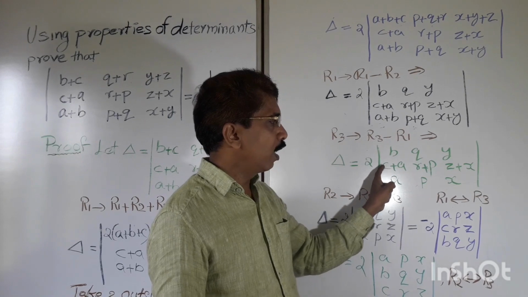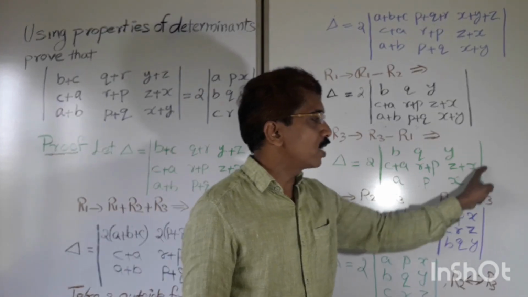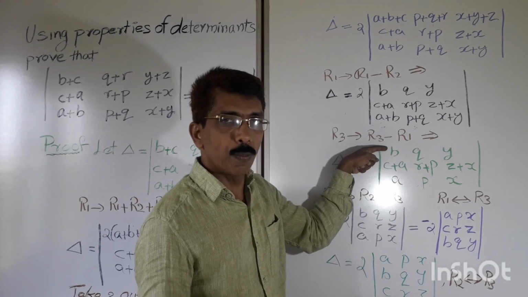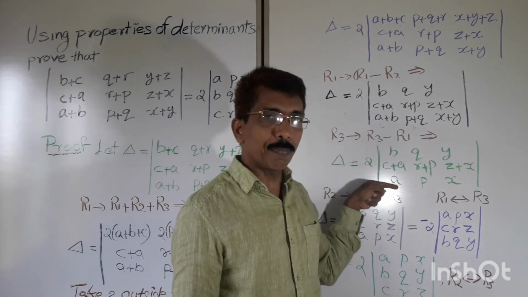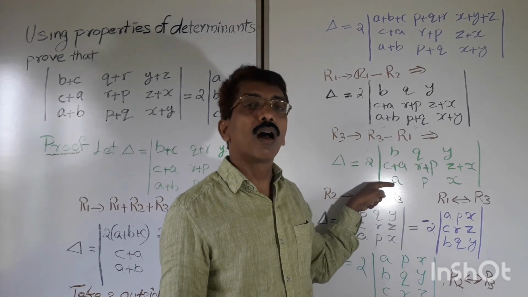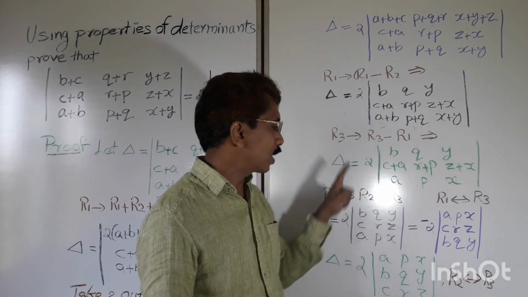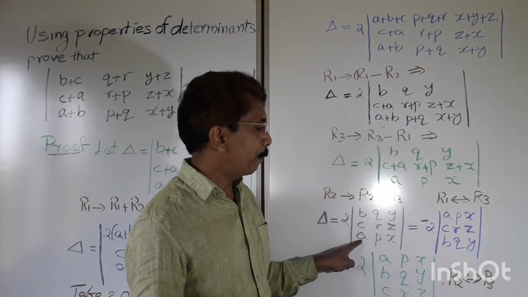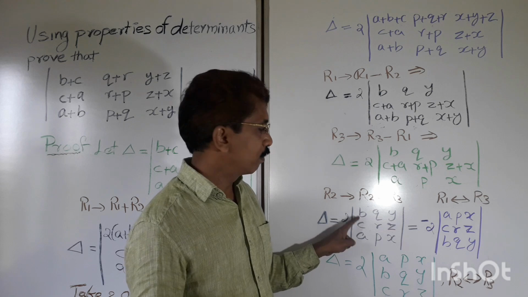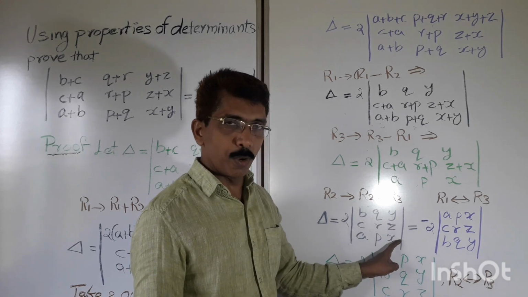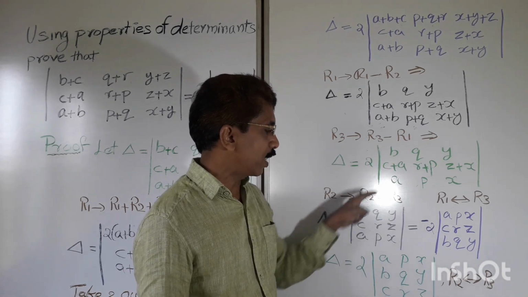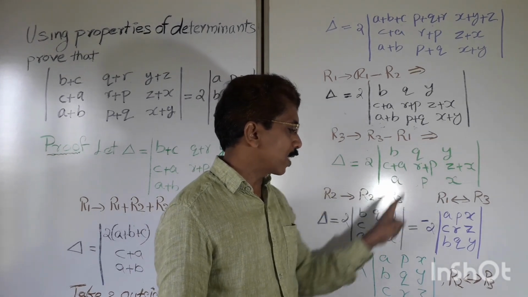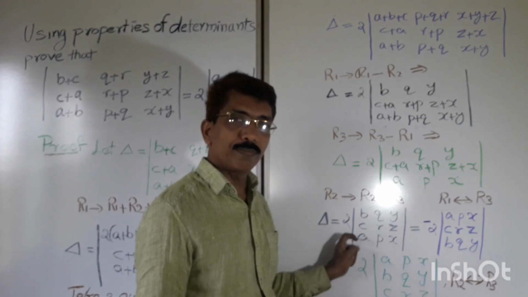Now listen. You can change R2 now. How? Can you subtract R1? No, not possible. What to do? You can subtract R3. So R2 I am changing as R2 minus R3. C plus A minus A, it comes C. R1 and R3 I am not changing, only R2. R plus P minus P, it comes R. Z plus X minus X, it comes Z. We got it this way.